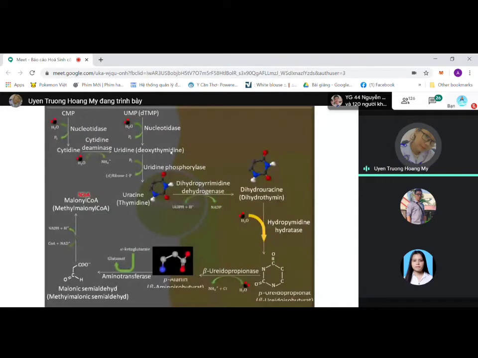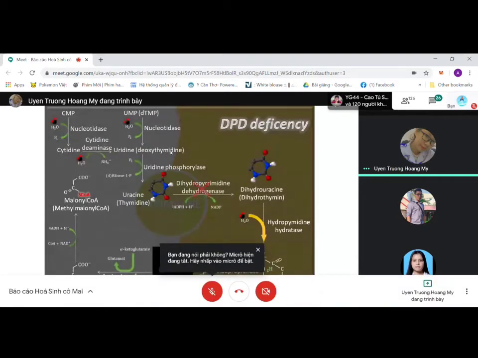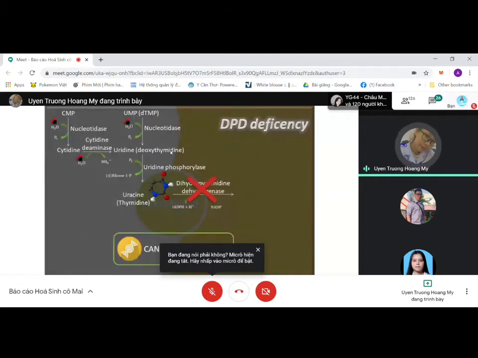So I will tell you about some clinical applications. The first one is DPD deficiency. This is an autosomal recessive metabolic disorder in which there is absence or significantly decreased activity of dihydropyrimidine dehydrogenase (DPD). So that means people with this deficiency cannot break down the nucleotides uracil and thymine.